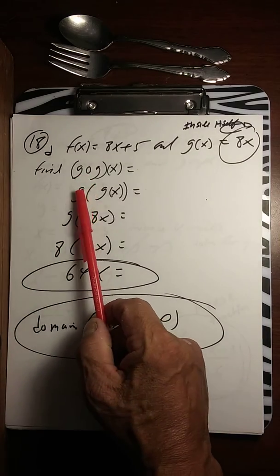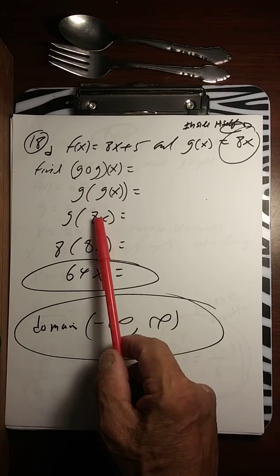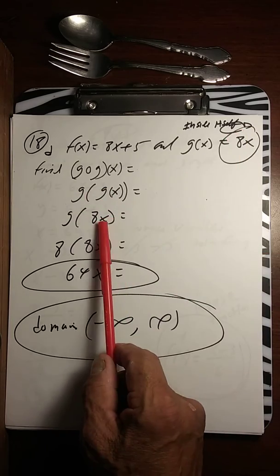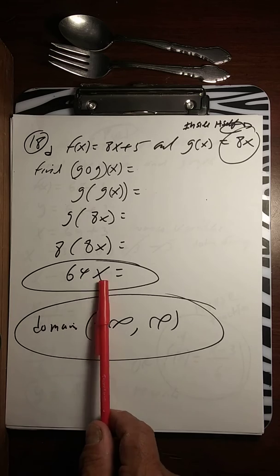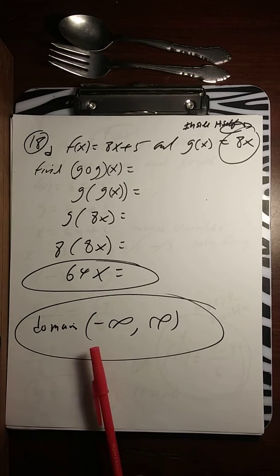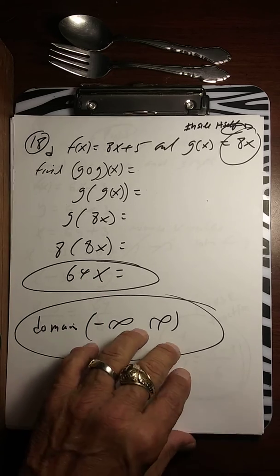G circle G, G composite of G. G of x is 8x, goes inside itself. So 8 times 8x is 64x. So the domain, negative infinity to infinity.